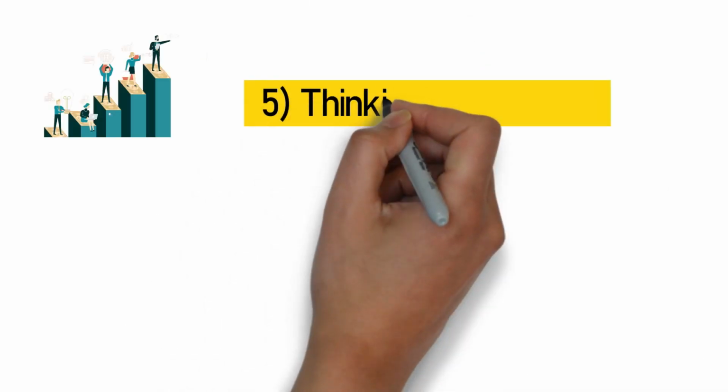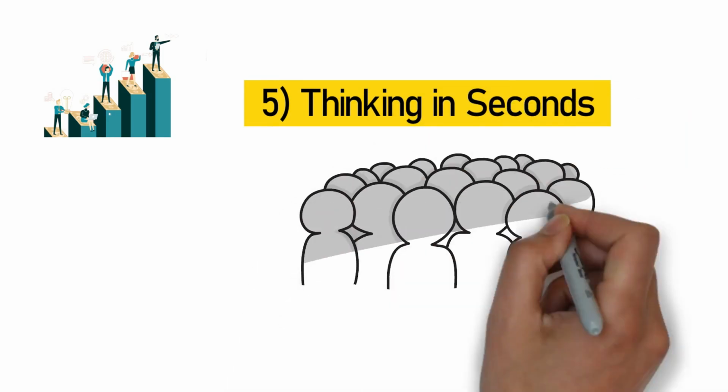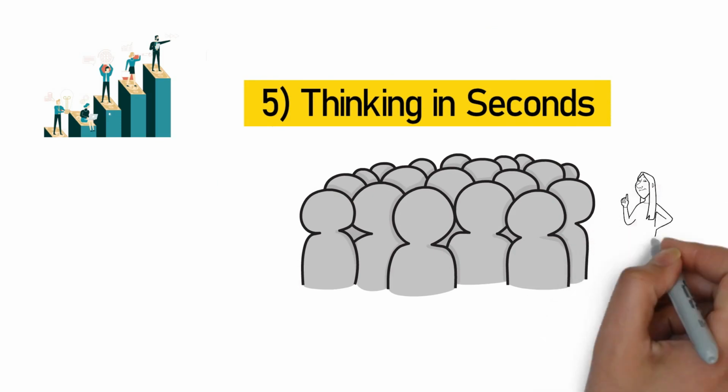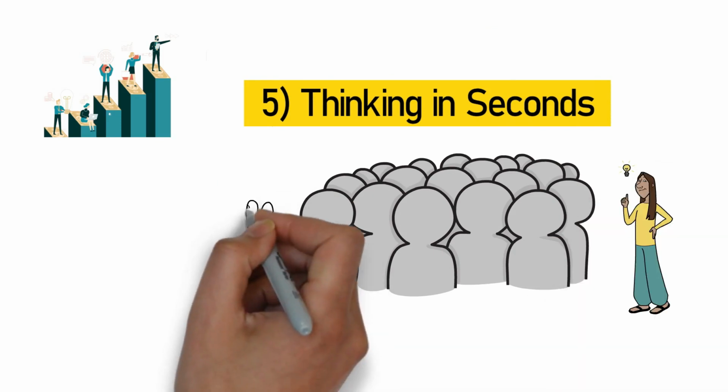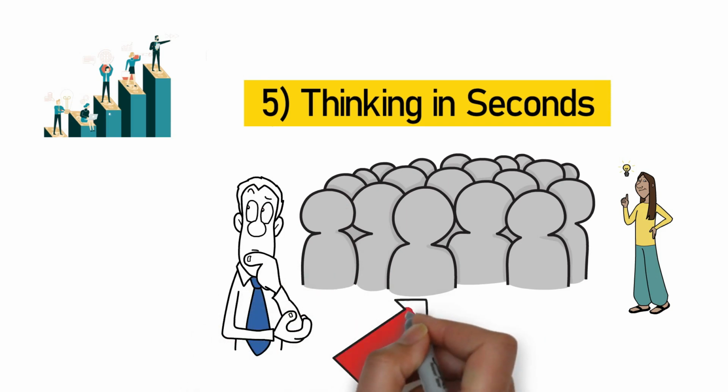Number 5. Thinking in seconds. Almost everyone is able to predict the immediate consequences of their actions. This kind of first-order thinking is simple and safe, but it also ensures that you get the same results as everyone else.